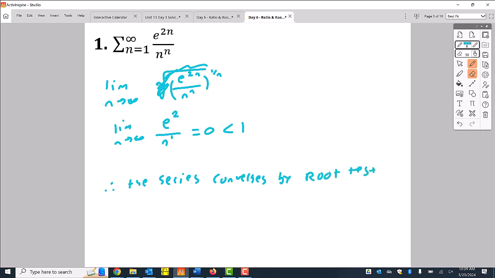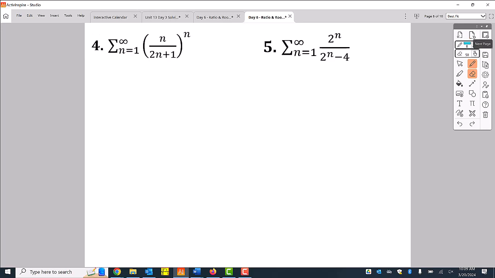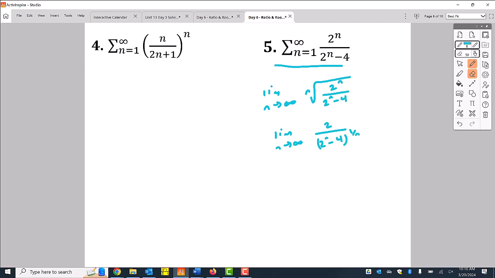Now the big thing with this is you don't want to forget about your other tests, because a lot of people are going to see the n to the power and they're going to say, okay, that's what I have to use every time. But for example, on number 5 here, if we try and do the root test, even though it looks like a root problem, we have limit as n goes to infinity of nth root of 2 to the n over 2 to the n minus 4. Well, on the numerator, it's not an issue. That's 2 over, but on the denominator, you can't distribute a power. You can't just distribute in the 1 over n there.